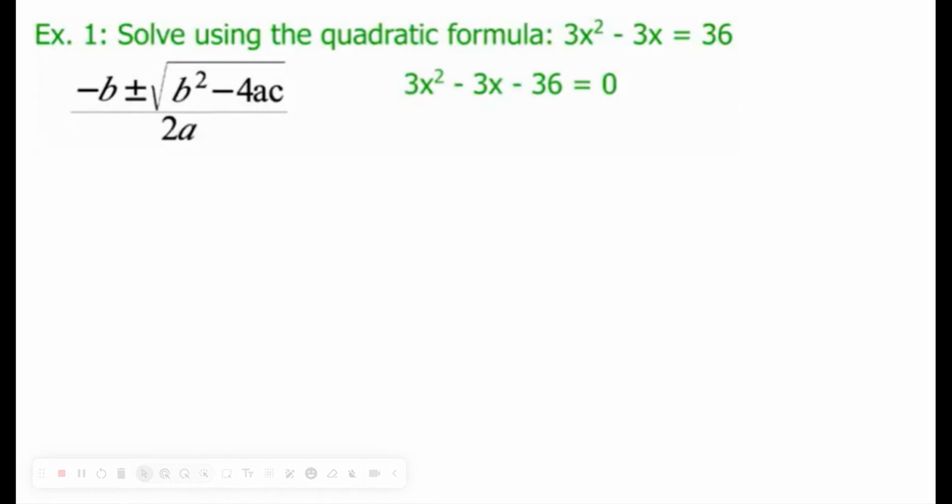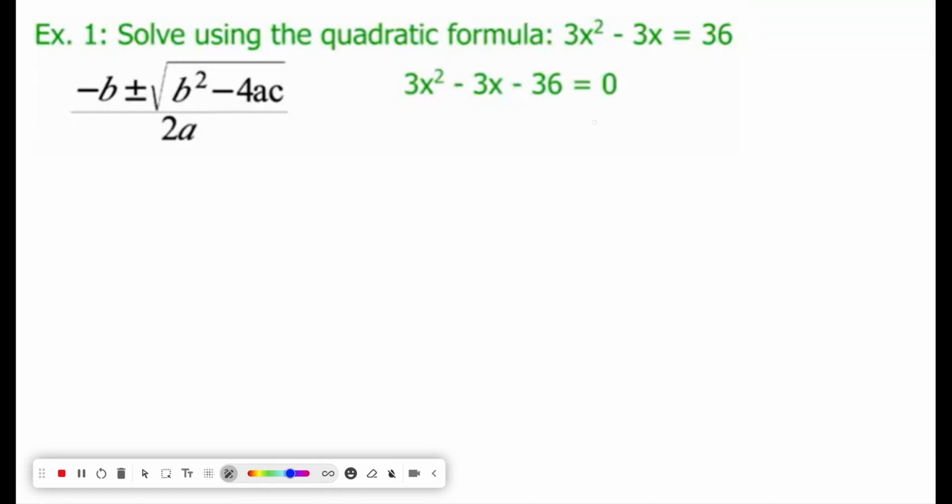So let's take a look at an example. Here, solve using the quadratic formula, 3x squared minus 3x equals 36. Looks like for some reason I've already included that first step. It's so nice. So we got to get that 36 into the negative there onto the other side so that it looks like our step 1 in our procedure, ax squared plus bx plus c equals 0.